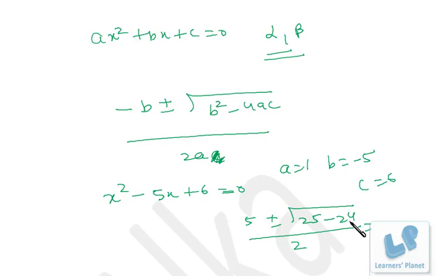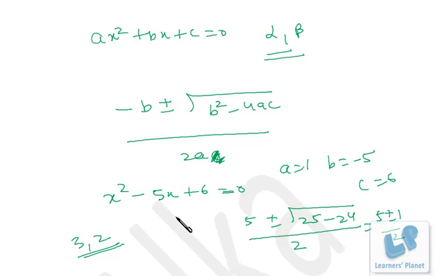So that is 25 minus 24, that's 1. The square root of 1 is 1, because we have already taken plus minus. So 5 plus minus 1 by 2. So 5 plus 1 by 2 is 3, and 5 minus 1, that's 4 by 2, that's 2. That means 3 and 2 are the two values of x which will satisfy this equation. If you put x is 3, then you get 0. If you put x is equal to 2, then also you get 0. So the two solutions of this equation are 3 and 2. By putting a, b, c in this formula, we can get the values of the roots.